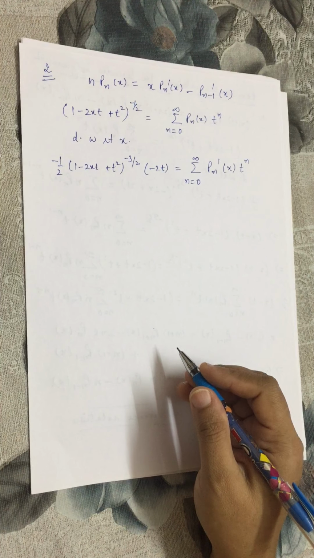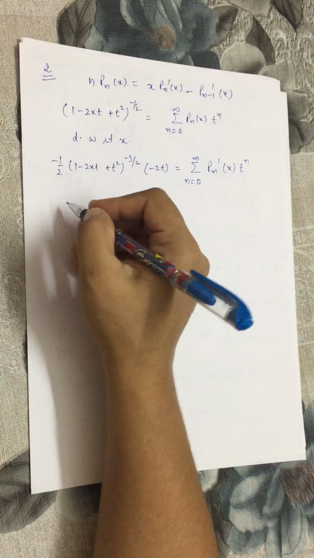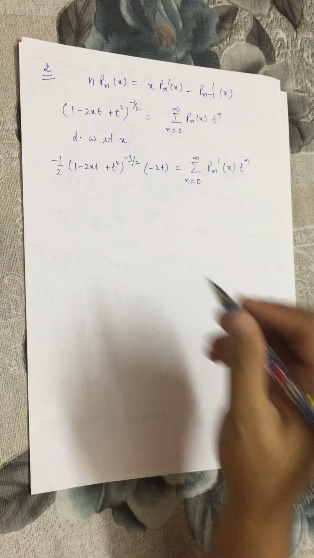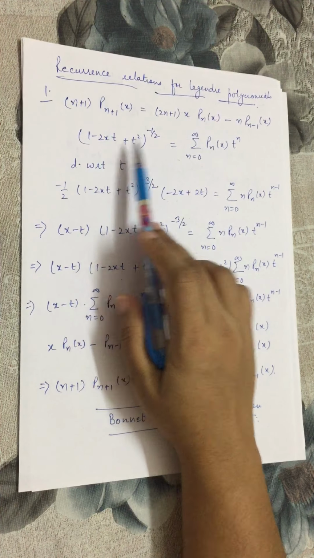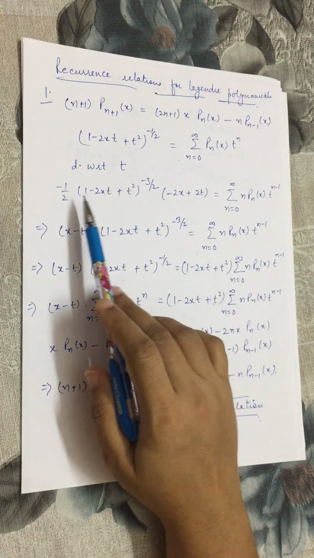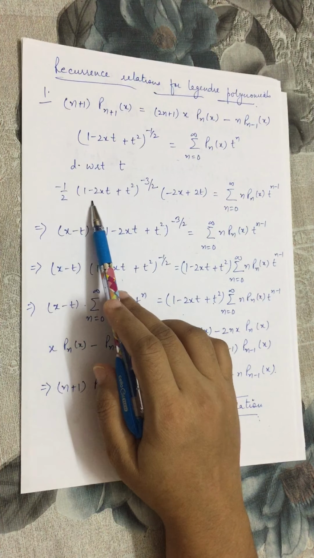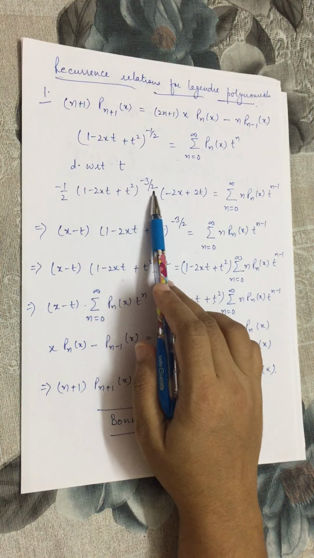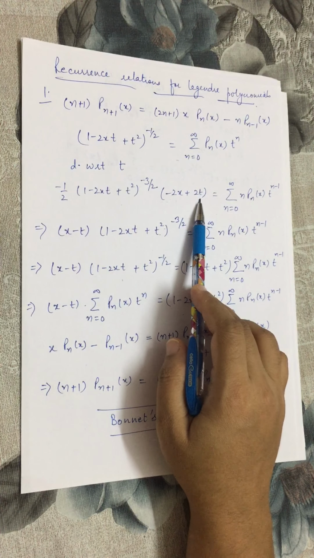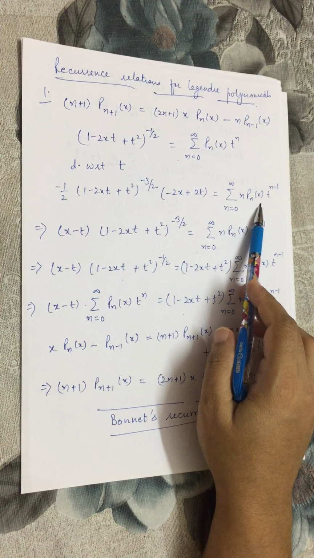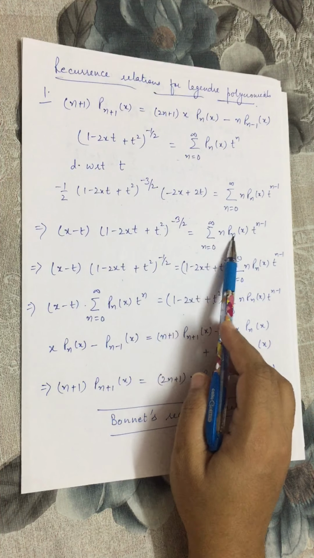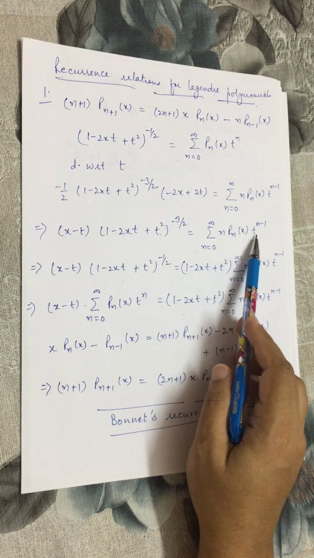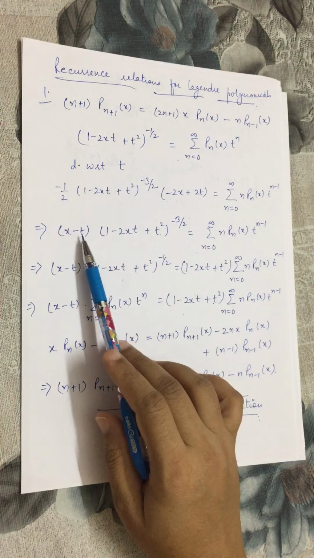Now from the first recurrence relation we have this equation. When we differentiate this with respect to t, we get minus 1 by 2, 1 minus 2xt plus t square raised to this, minus 2x plus 2t is equal to this, or you can say this equation: x minus t into this is equal to summation n p n x t raised to n minus 1.